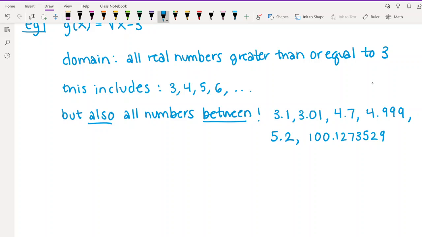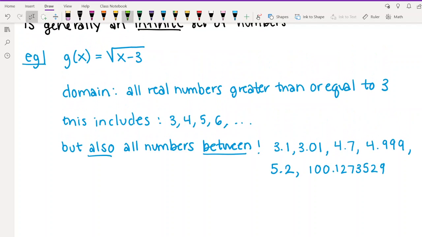Literally any number that you can cook up that is greater than or equal to 3 is in the domain, right? Because the only thing that can go wrong is getting a negative under the square root. So as long as we're plugging in a number that is bigger than or equal to 3, it's going to be fine.